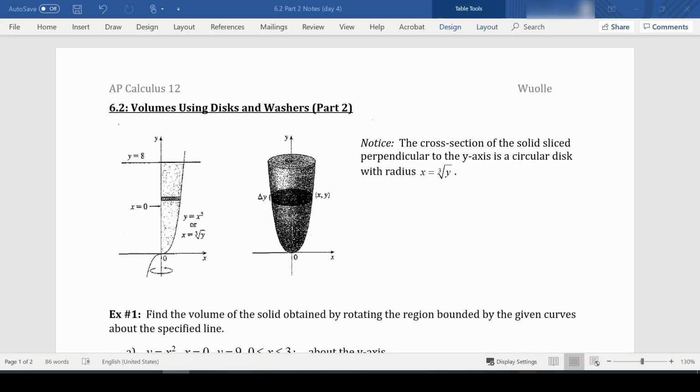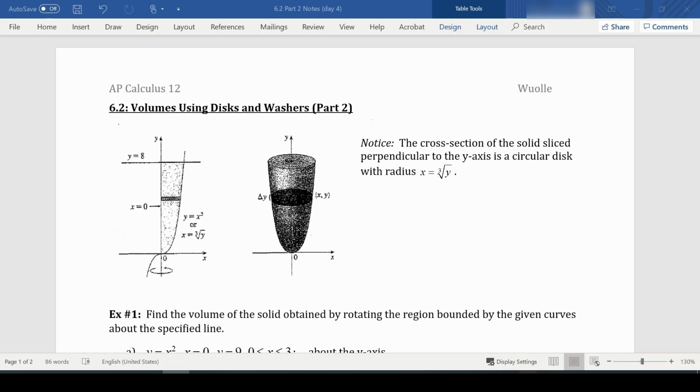Today we're going to continue with volumes using discs and washers. This is part 2. So today we're going to be rotating about the y-axis, which is going to mean that our cross sections are now perpendicular to the y-axis, and that's going to change how we calculate our radius. Last day we looked at rotating around the x-axis, and our cross sections were perpendicular to the x-axis.